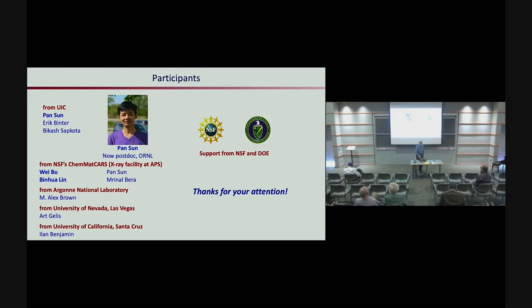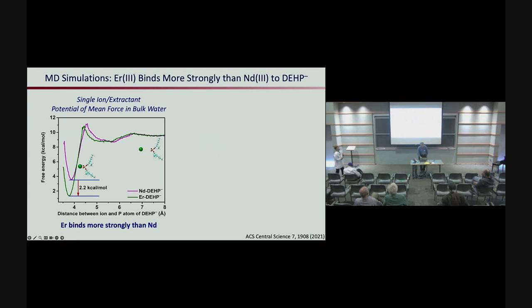So, I mean, this is probably not telling you anything you don't know, but for example, this is a potential of mean force free energy curve for neodymium and erbium in the bulk water. And so, as you would expect, the erbium has a deeper well here. It's a smaller ion, the electric field is stronger, and so these effects are playing a role.